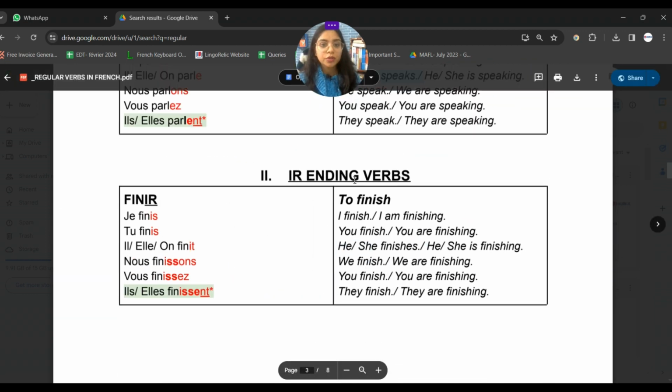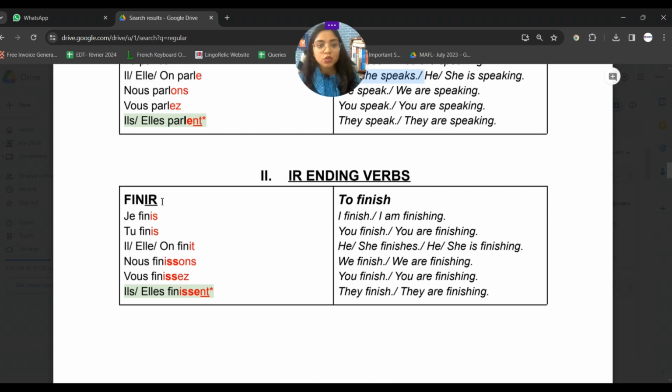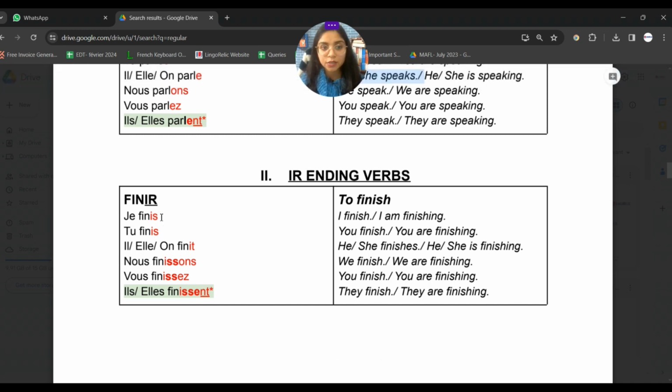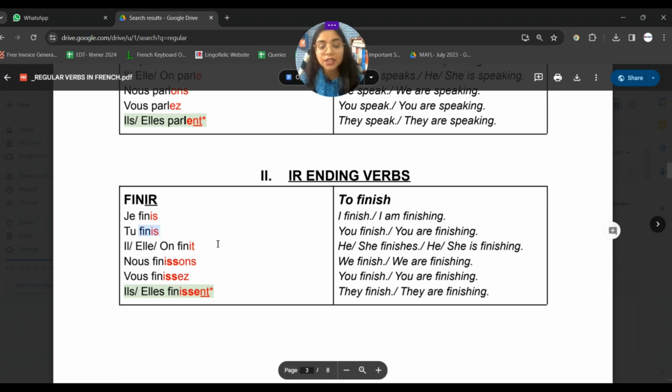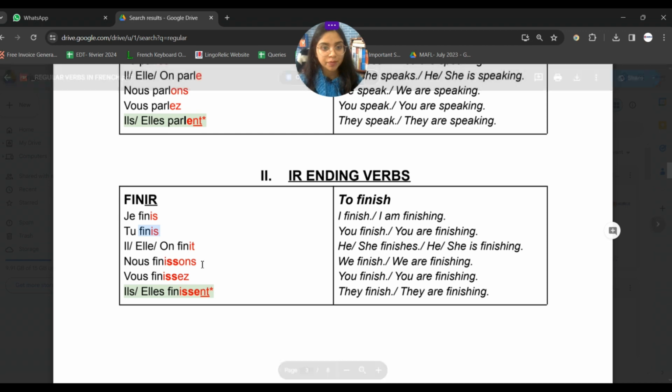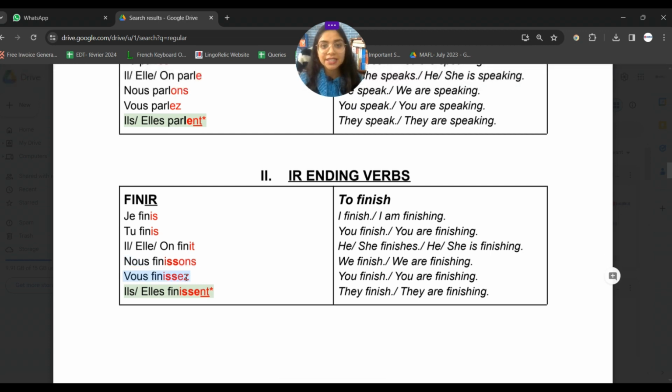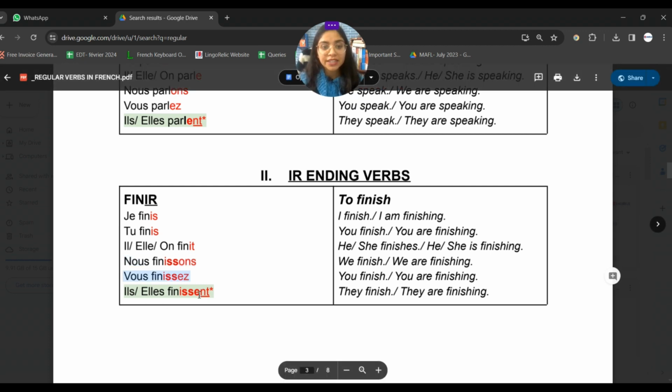Here you have the group IR ending verb, finir. All you need to do to conjugate this verb is remove the IR ending, you obtain the radical, which is FIN, and you put it with all of the pronouns here in sequence. Je finis, because you put the IS ending. Similarly, for tu also, tu finis. Il, elle, on finit, nous finissons. Vous finissez. Ils finissent.